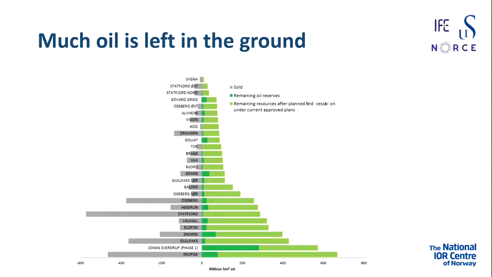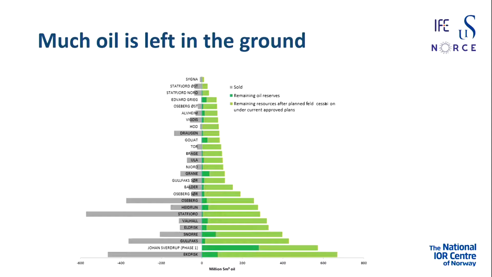This is a graph that the Norwegian Petroleum Department publishes each year, and it's quite interesting. What you see here are the fields on the Norwegian continental shelf. The biggest is down there, Ekofisk, at least one of the biggest. On the left-hand side, you see the hydrocarbons that have been sold, and on the right-hand side, you see what is left. The dark green is what they expect to produce. So for the Ekofisk field, you see that there is a significant amount of oil left. And actually for all the fields, there is a lot of oil left.